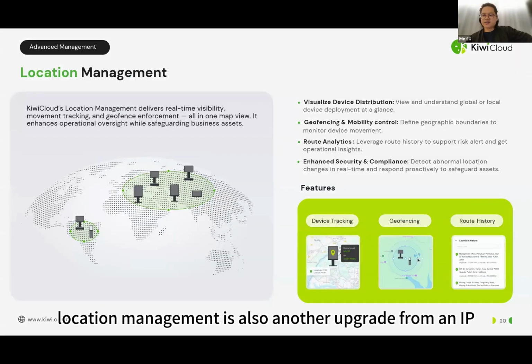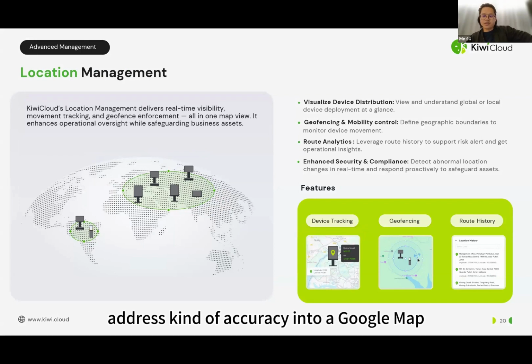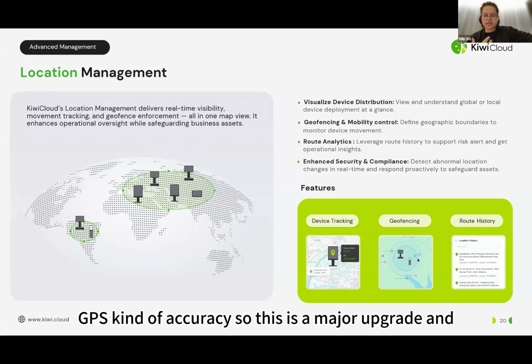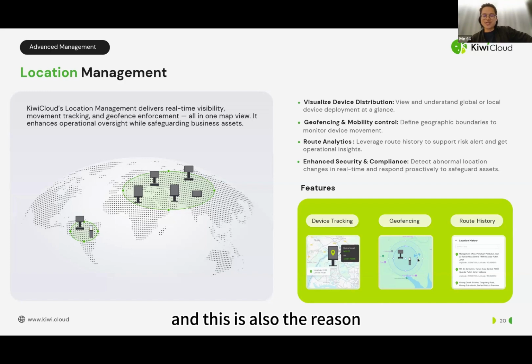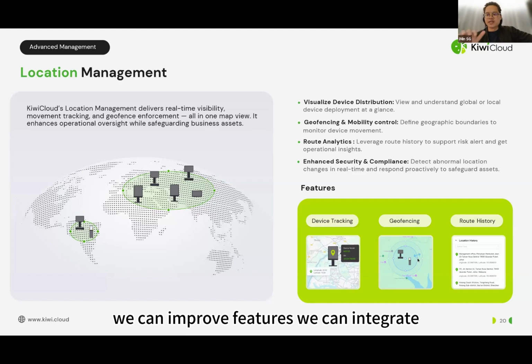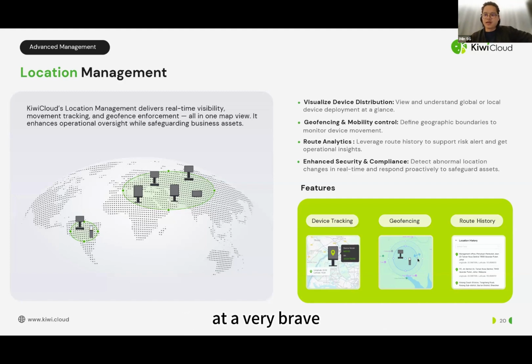Location management is also another upgrade, from IP address kind of accuracy to Google Map GPS kind of accuracy. This is a major upgrade, and of course we pay for this Google Map integration. This is also the reason why we can invest more, improve features, and iterate the KiwiCloud solution at a very brave and ambitious level, because we are looking at KiwiCloud as a sustainable business model.